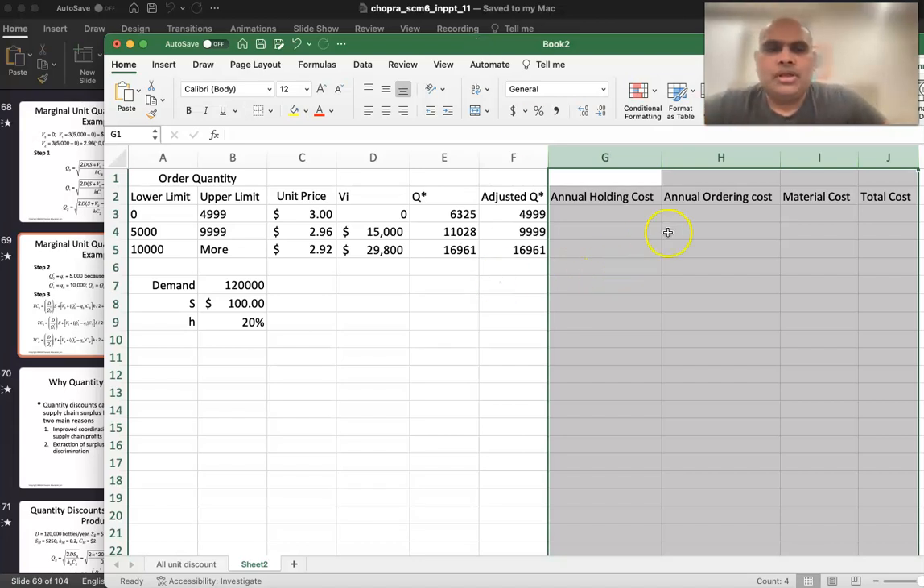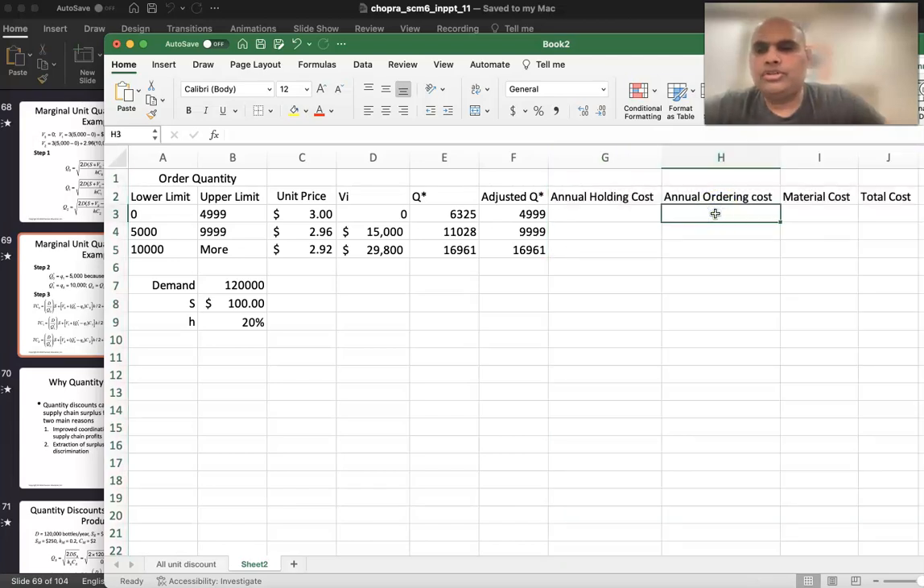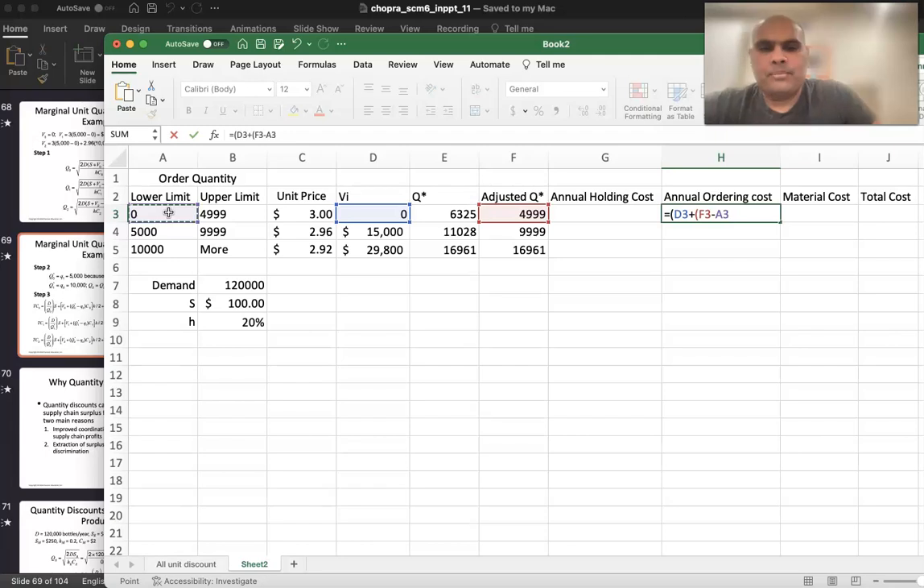Okay, so first let's calculate the annual holding cost. So the annual holding cost, usually we do Q over 2 times H times C, right? But that formula will be slightly modified here, which will be VI. So we're going to say VI plus Q minus Q0, right? Times C0, that's $3 right there, right?